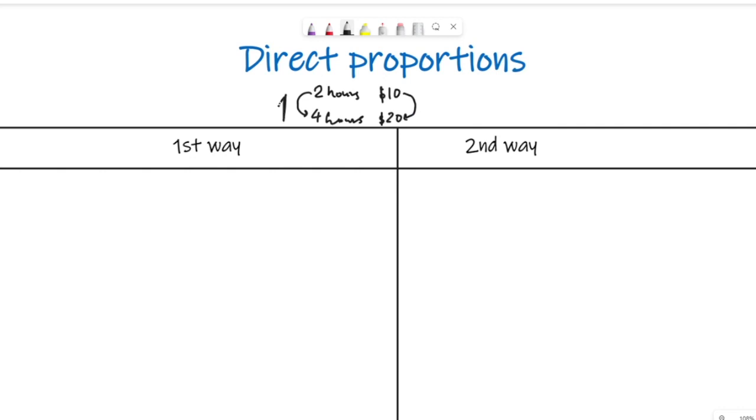If one quantity increases, the other quantity increases as well. So if this one is going up from 2 hours to 4 hours, this one is going up from $10 to $20 in the same ratio. That's why these are known as direct proportions.